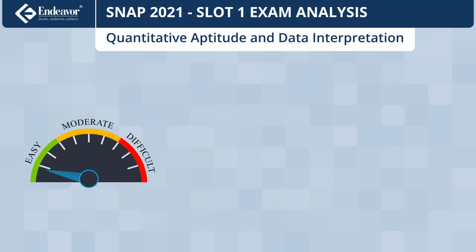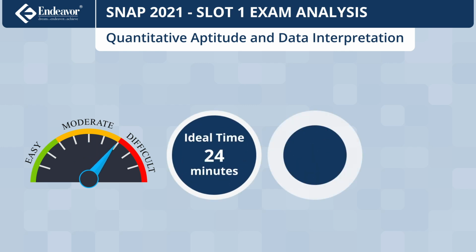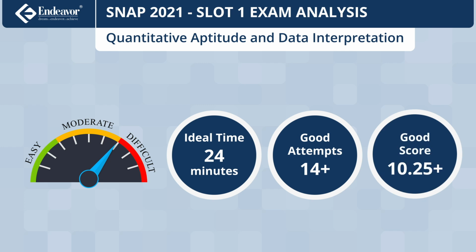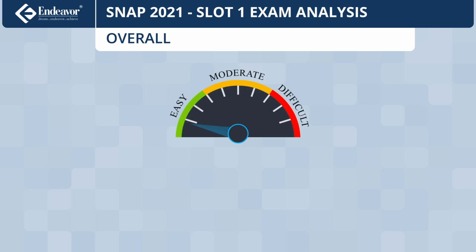Overall, the difficulty level of this section was moderate to difficult. Ideal time 24 minutes, good attempts 14 plus, good score 10.25 plus. Overall, the difficulty level of SNAP 2021 Slot 1 can be considered easy to moderate.